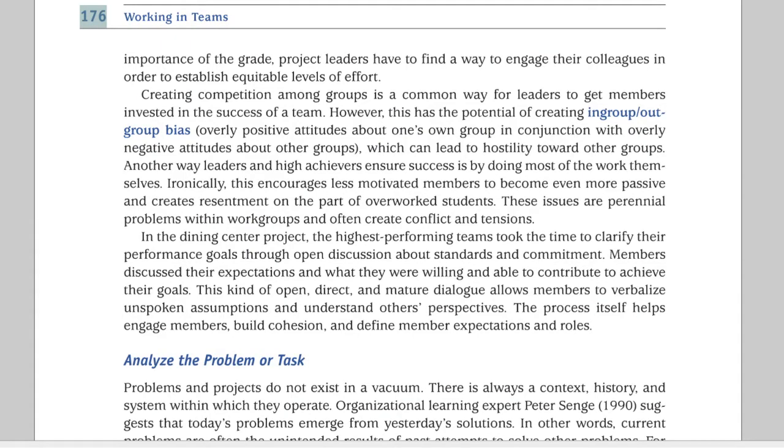importance of the grade, project leaders have to find a way to engage their colleagues in order to establish equitable levels of effort. Creating competition among groups is a common way for leaders to get members invested in the success of a team. However, this has the potential of creating in-group or out-group bias, overly positive attitudes about one's own group in conjunction with overly negative attitudes about other groups, which can lead to hostility toward other groups.